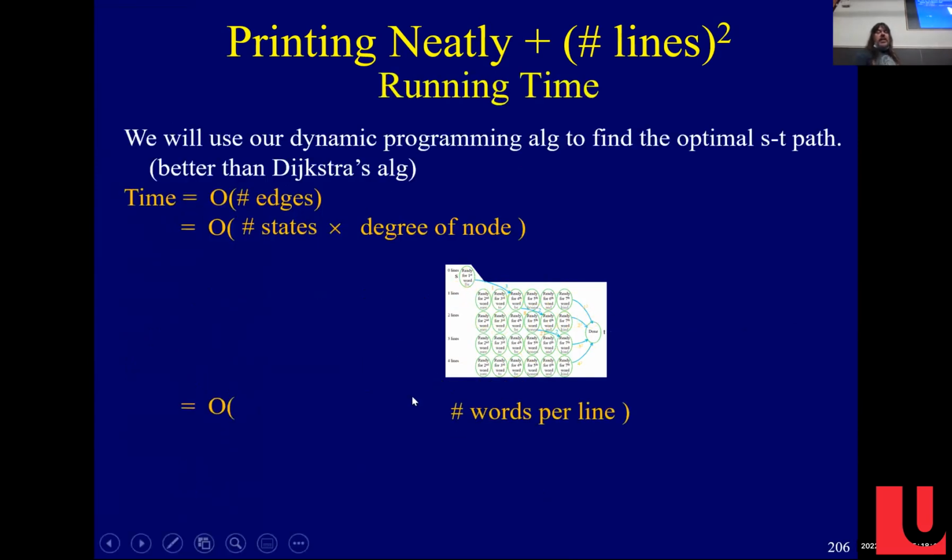And what's the running time? The number of edges is the number of states times the degree. Number of states is the number of words times the number of lines that you're going to print. That's the number of states. And the degree is how many words fit on each line. So I don't know how I got this cubed. I guess lines times words per line is words. Very good. All right, see what I can do at 2 in the morning when I'm making slides? Sometimes I'm thinking. Everybody good with that?